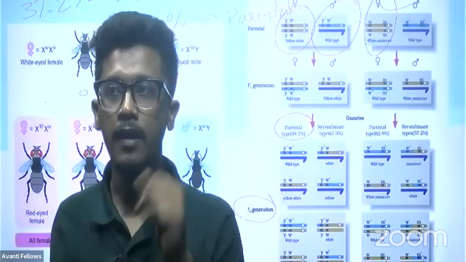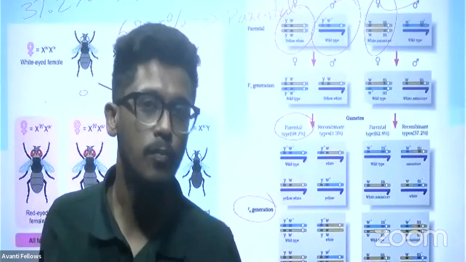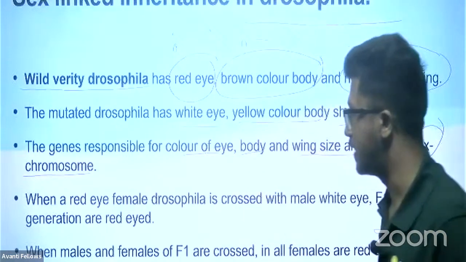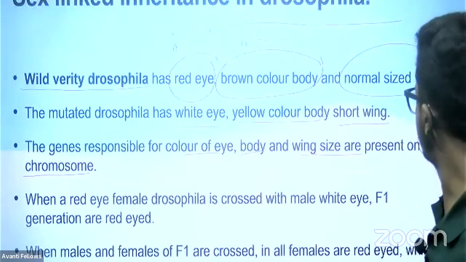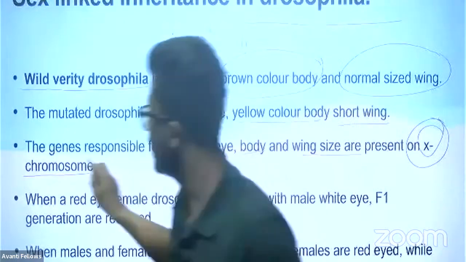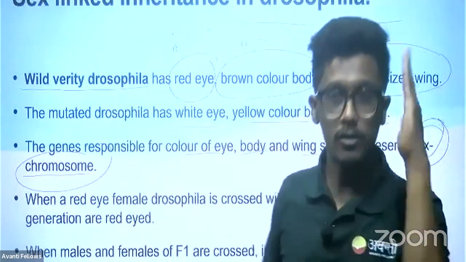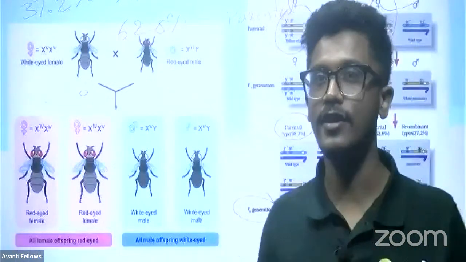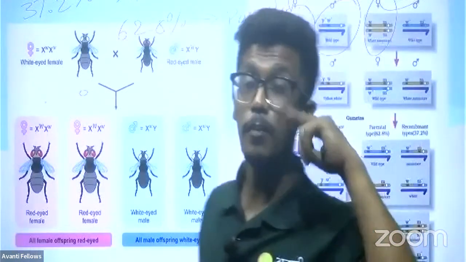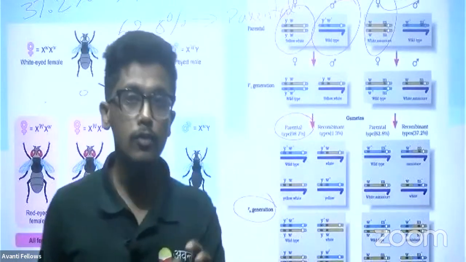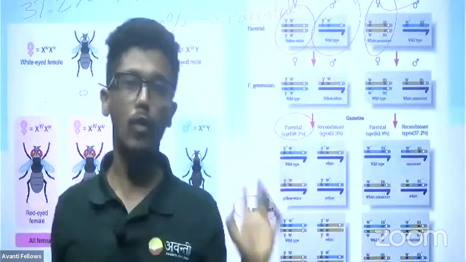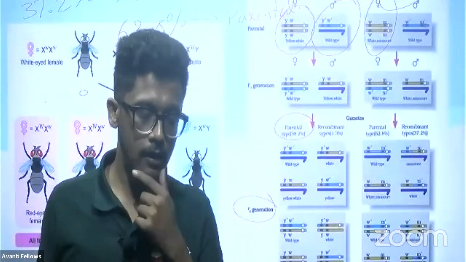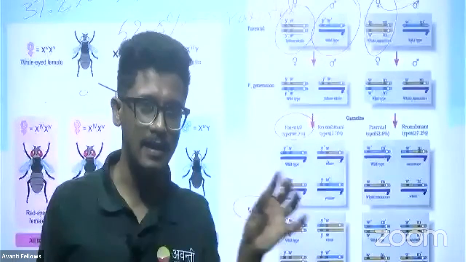So what is happening? These guys were very smart. Why were they smart? When they conducted the experiment, they knew where the genes were located. They knew the genes were located on the X chromosome, but they didn't know the exact position of the genes. They only knew that these genes are present in the X chromosome.